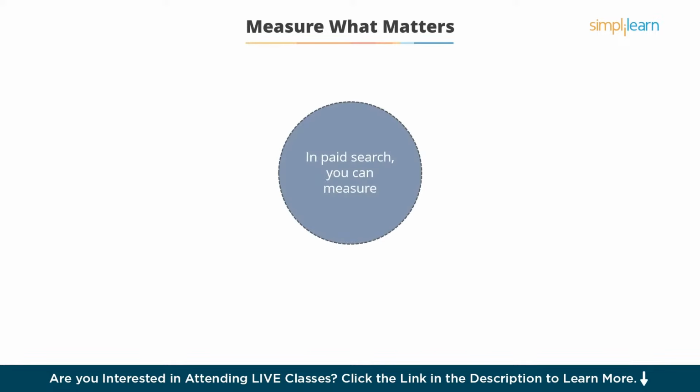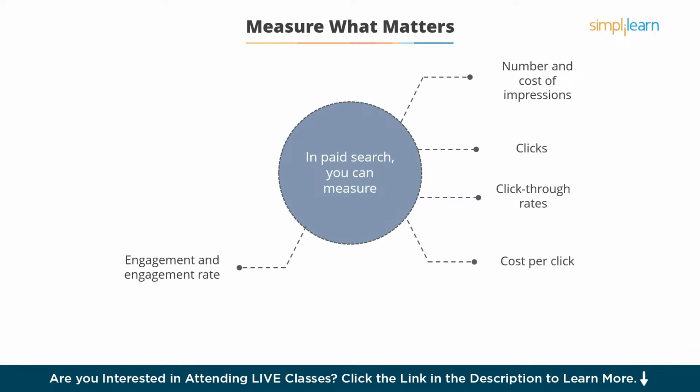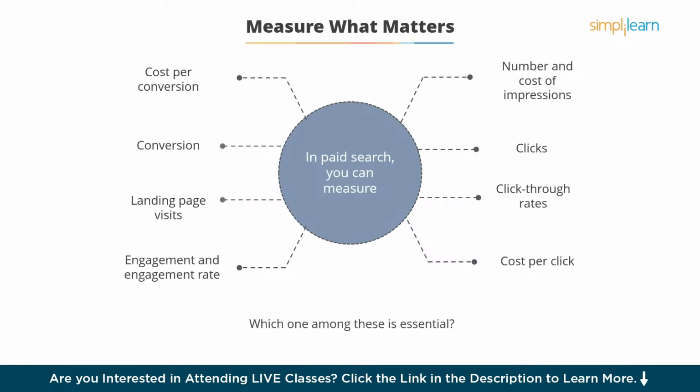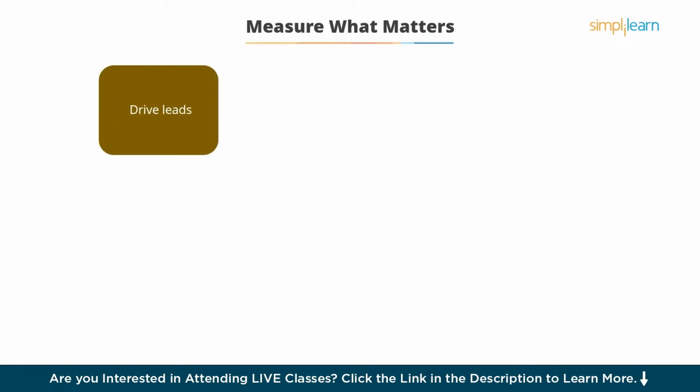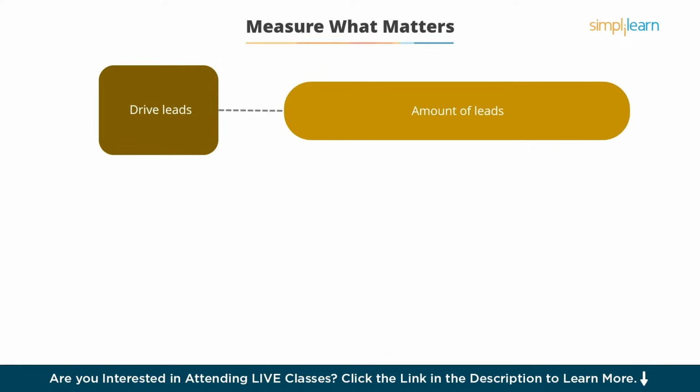In paid search, we can measure the number and cost of impressions, clicks, the click-through rate, cost per click, engagement rates, the number of landing page visits, conversions, cost per conversion, and more. But what is essential? First, the goal is to drive leads. So the first goal is the amount of leads, and that answers the primary question.